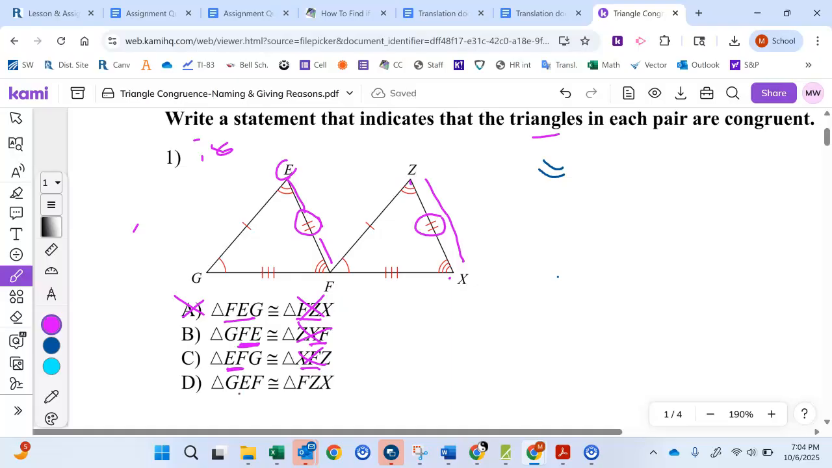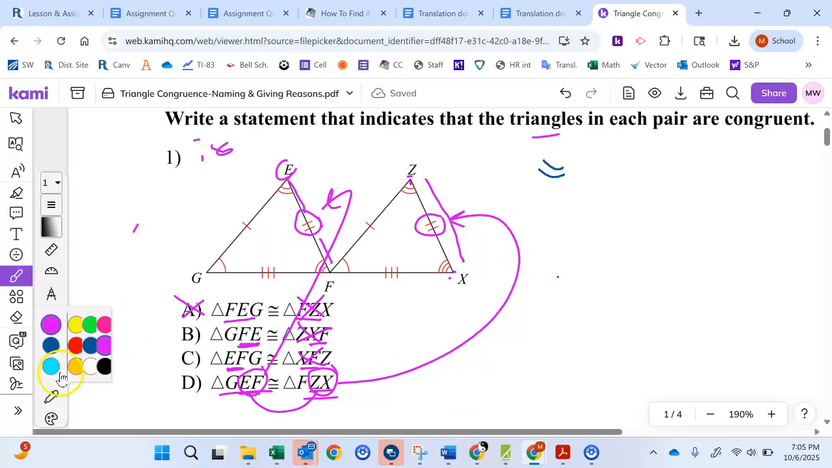EF is the second and the third letter, and ZX is the second and the third letter, so that matches. Those are both in the right spot, because ZX is right here, same, and EF right here, same. So the letters indicating the side EF have to be in the same position as the way they name the angle.